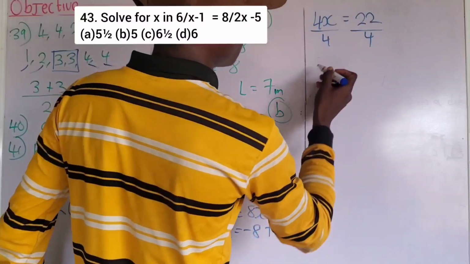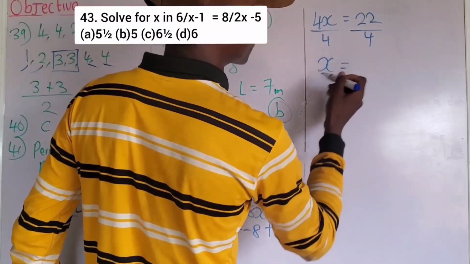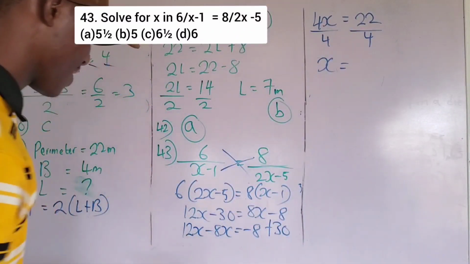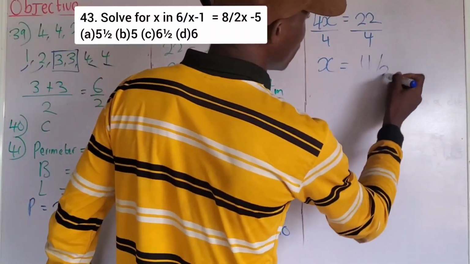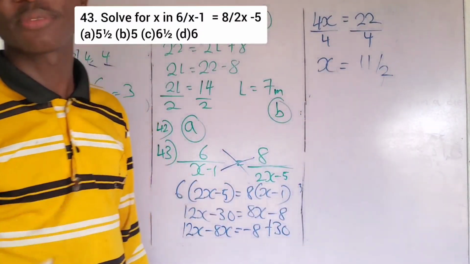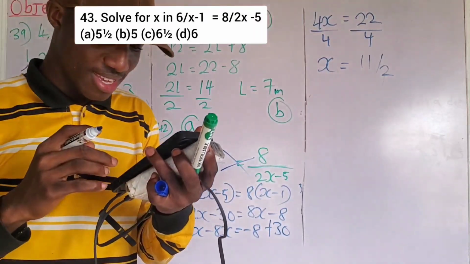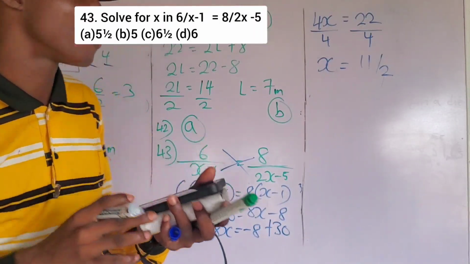Okay, so I'm going to have a fraction here. X is equal to 22 divided by 4. Yes, 22 divided by 4 will give us 11 over 2. And if they put the option in decimal, that will be 5.5.